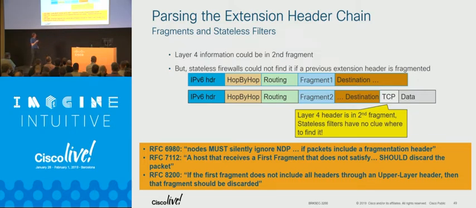It clearly says, if the first fragment does not include all headers through an upper layer, TCP UDP, then that fragment should be discarded by the endpoint. This one is implemented in all the host operating systems. So if somebody fragments a route advertisement to escape RA guard, the host will drop it. Okay, so we are safe.